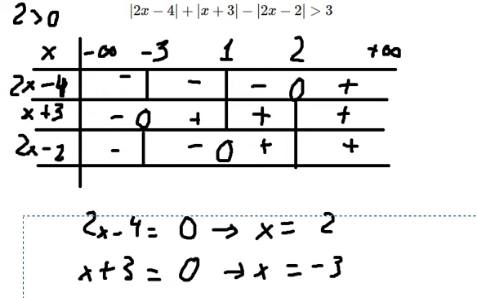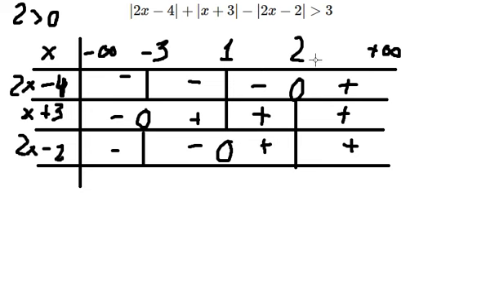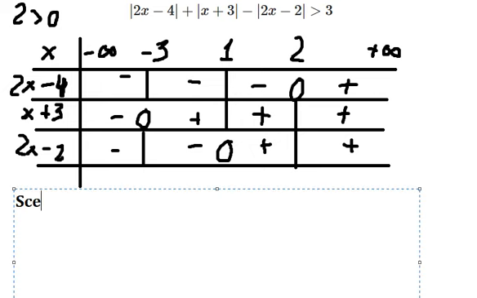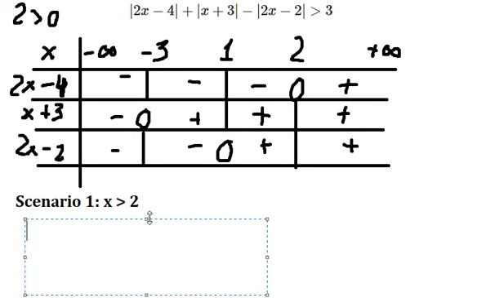Now, let's consider the first one. That is about s is greater than number 2. So I will put scenario number 1. That is s is greater than number 2, because when s is greater than number 2, all of them are positive, so we can cancel the absolute value. So that should be like this.